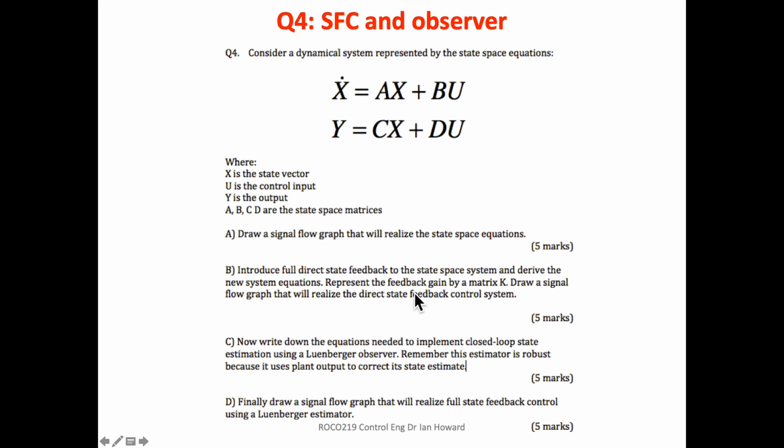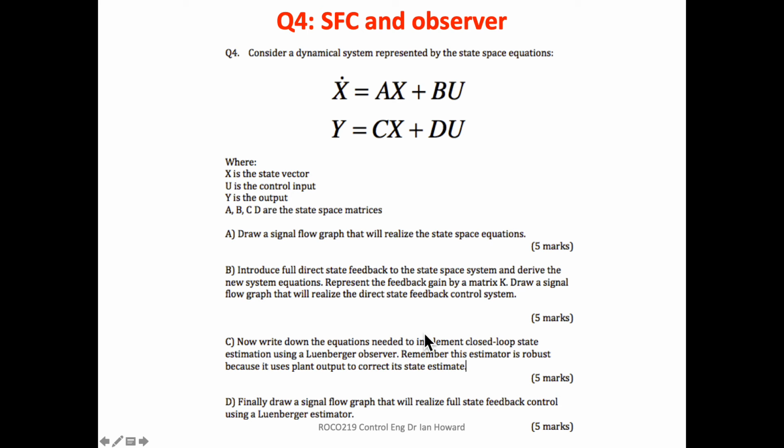So this question is about using state feedback control with an observer, and we're given a dynamical system to consider written in a state space format, x dot equals Ax plus Bu, y equals Cx plus Du, and the first thing we're asked to do is to draw a signal flow graph that realizes this equation. And if we did that, we could also implement it directly in Simulink.